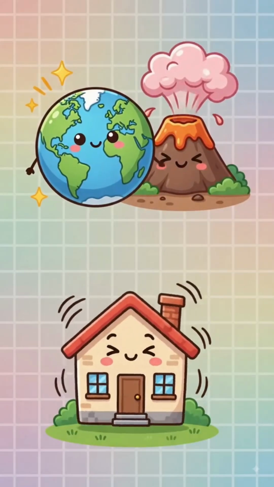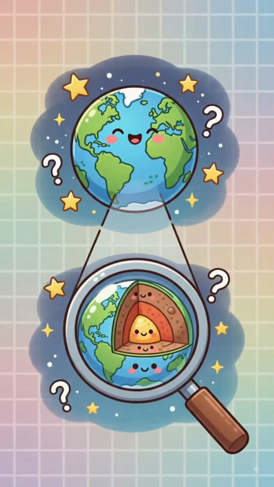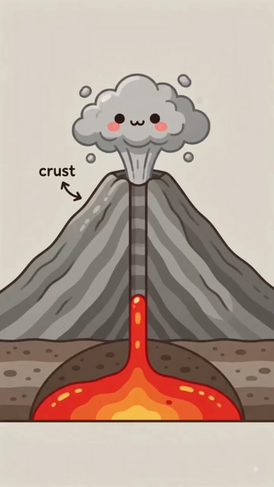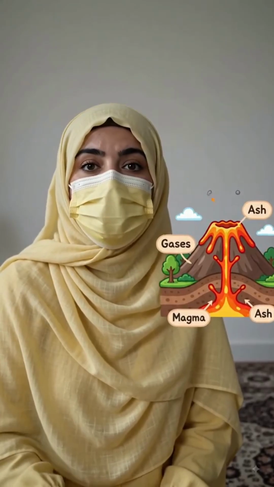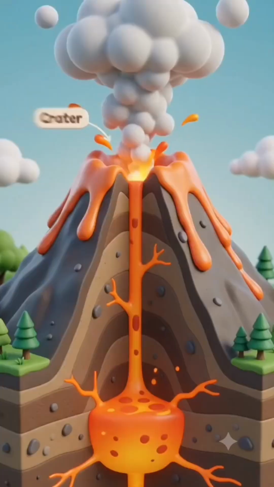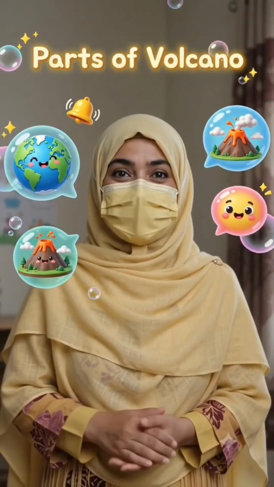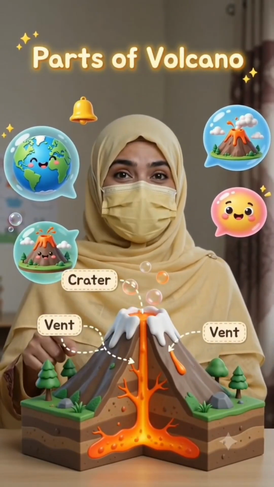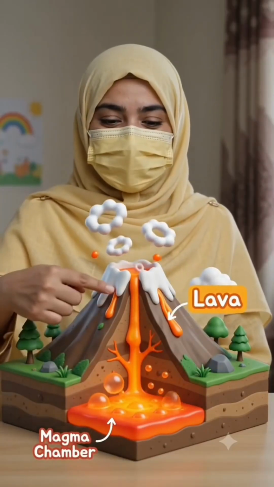As I have already told you, sudden forces like earthquakes and volcanoes cause mass destruction. Now let us learn more about them. A volcano is a vent or opening in the Earth's crust, through which molten magma, gases, and ash erupt. When magma reaches the surface, it is called lava. Parts of volcano: crater, vent, lava, magma chamber.